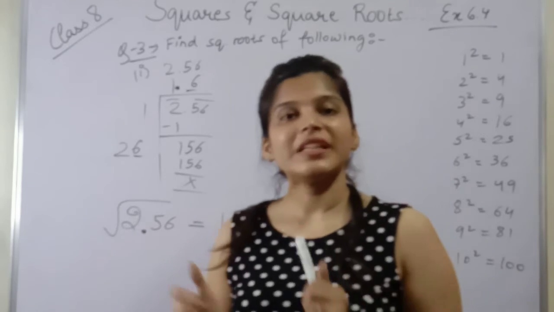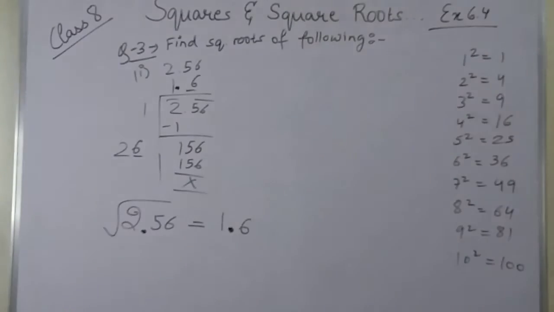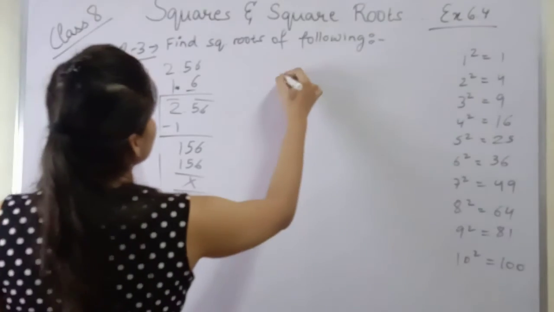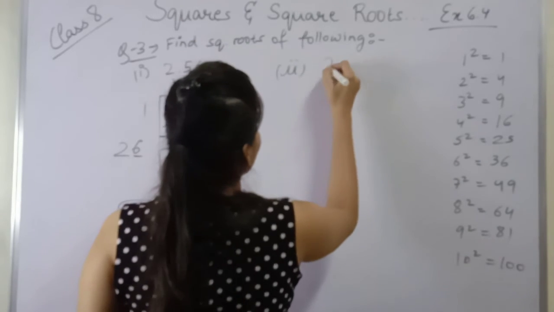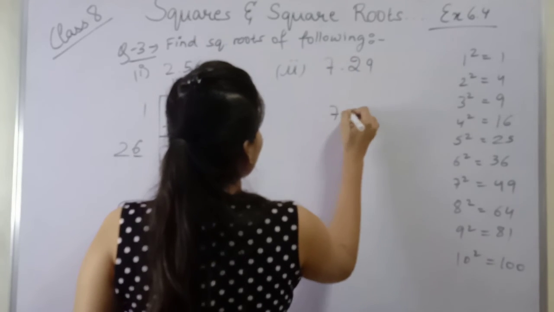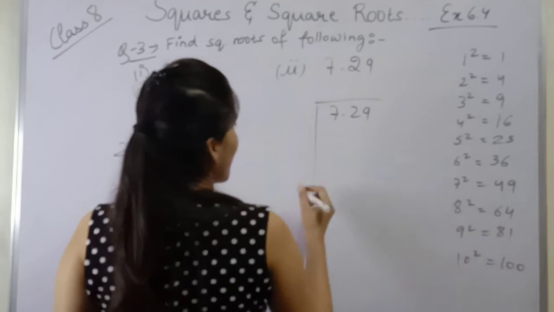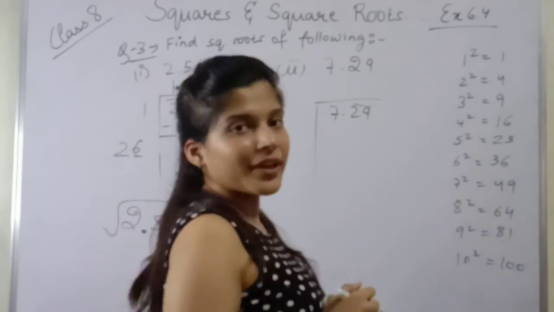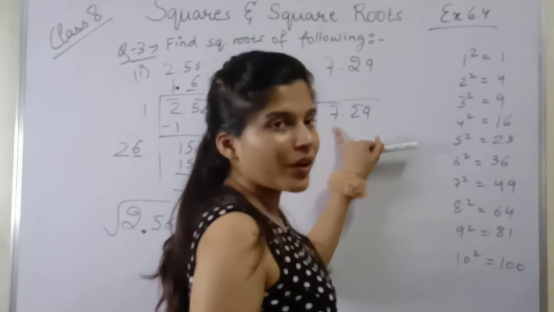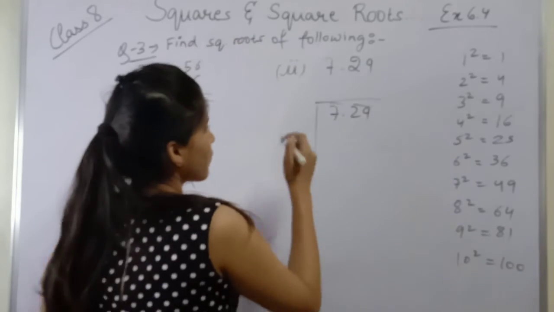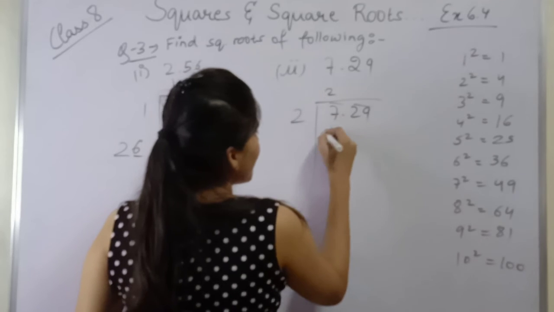Now let's come to the second part. Second part is 7.29. So 7.29, start making bars, start making pairs. 29 is one pair, 7 is separate. So for 7, the smallest perfect square number is 4. So 2 into 2 is 4.